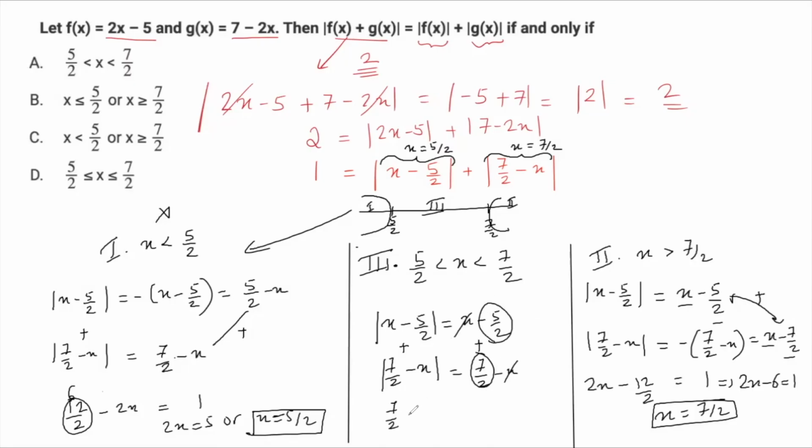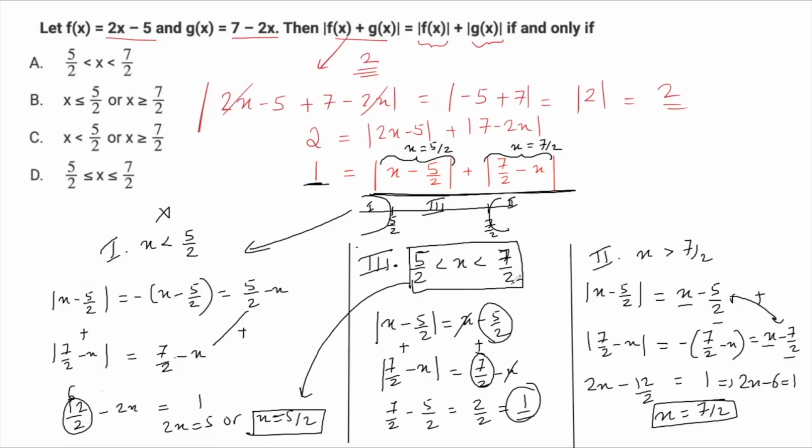So 7 by 2 minus 5 by 2 is nothing but 2 upon 2, which is 1. Now, what does this tell me, guys? It tells me that for any value of x between 5 by 2 and 7 by 2, this entire expression is always equal to 1. And that's exactly what you want, right? So we have to include all values of x between 5 by 2 and 7 by 2 in the answer.